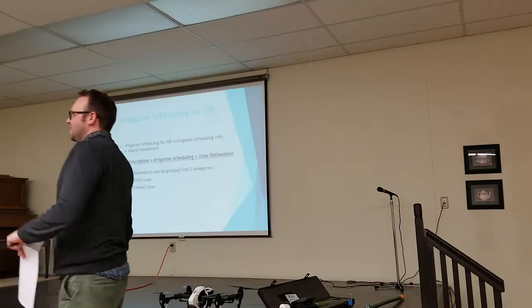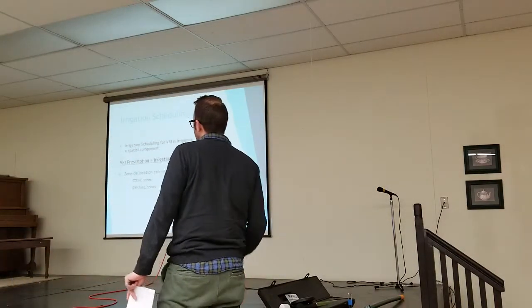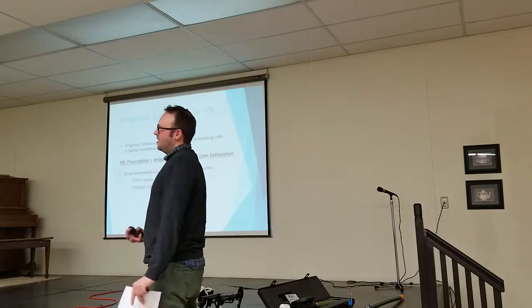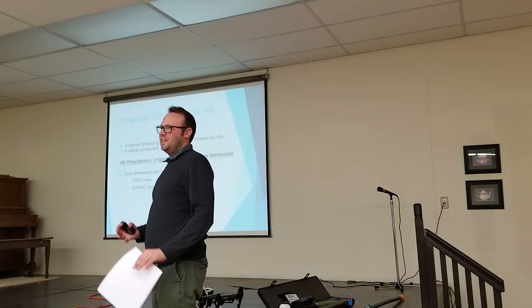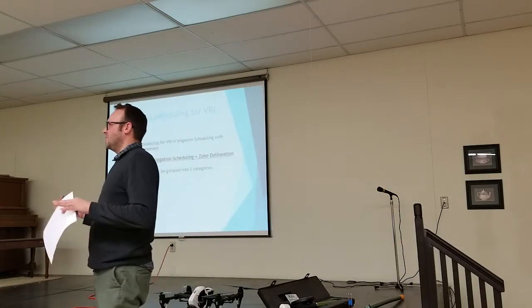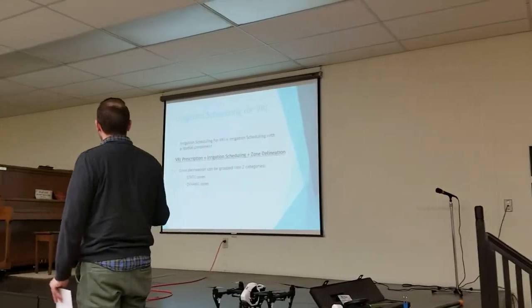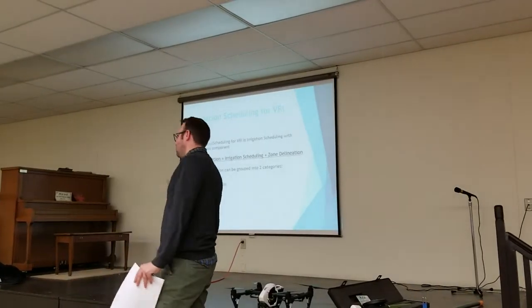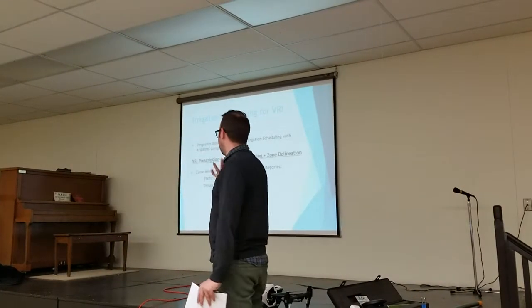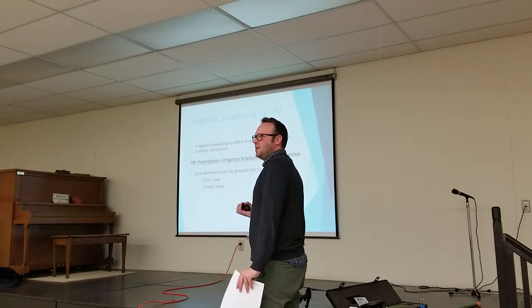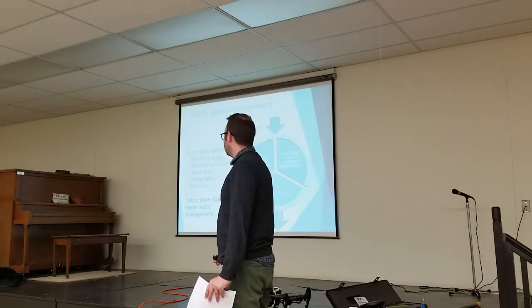To bring everything together here, irrigation scheduling for VRI is basically the zone delineation that Jay talked about, and then trying to manage those zones. So essentially, there are two options: one is static zone management, and one is dynamic zone management.